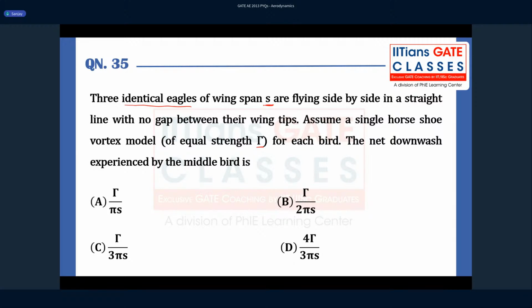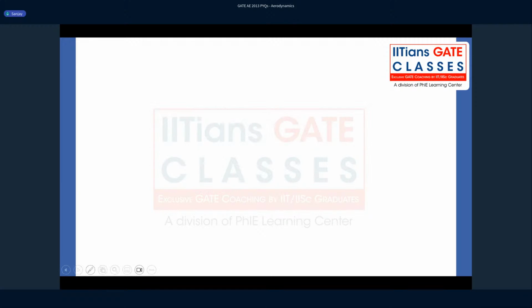So essentially you have three birds which are flying side by side such that their wing tips are touching each other, right? So let's draw the scenario and visualize. Okay, you have three birds. Say this is the first bird, this is the second bird, and this is the third bird. Okay, and you know the span of each of these birds is s, right? That is the wingspan.